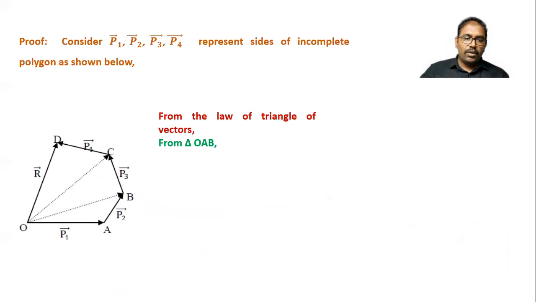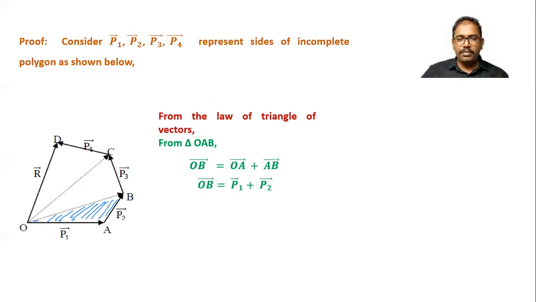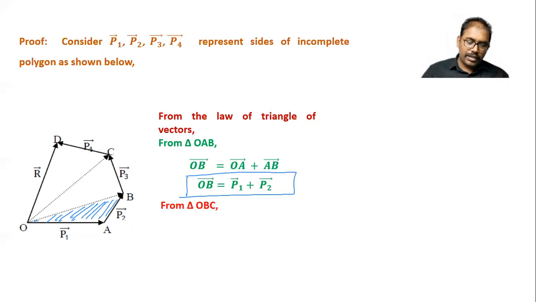Now, from triangle OAB, you can see this triangle OAB. From triangle OAB, this OB bar is equal to OA bar plus AB bar. So this is OA and this is AB, OA bar and AB bar. We can write that OA is represented by P1 bar and AB is P2 bar. So we can write OB bar is equal to P1 bar plus P2 bar. In a similar manner, when we use another triangle, this triangle.